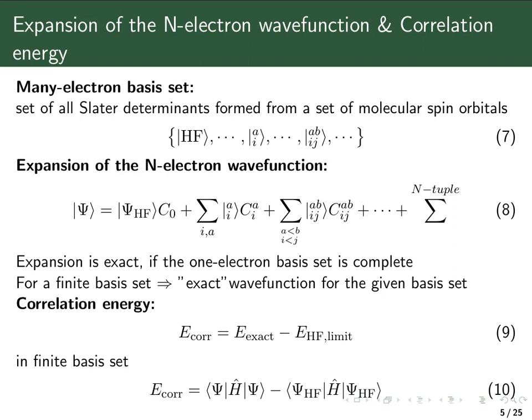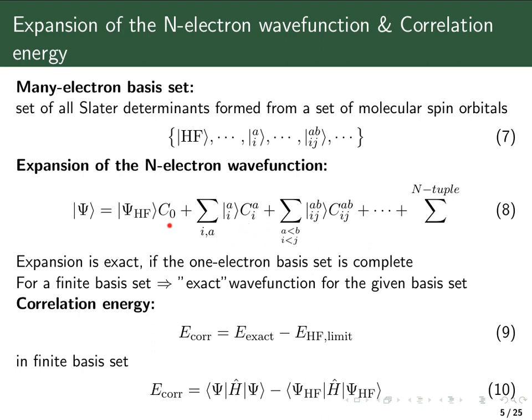So for a finite basis set, we can also define a correlation energy as being the energy calculated with the wave function which includes all Slater determinants possible in this finite basis set, minus the Hartree-Fock energy calculated in this basis set. And then, of course, when we make the basis set larger and larger, this correlation energy will converge slowly to the exact correlation energy.